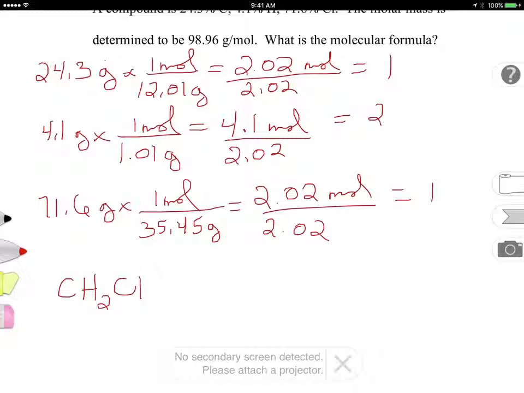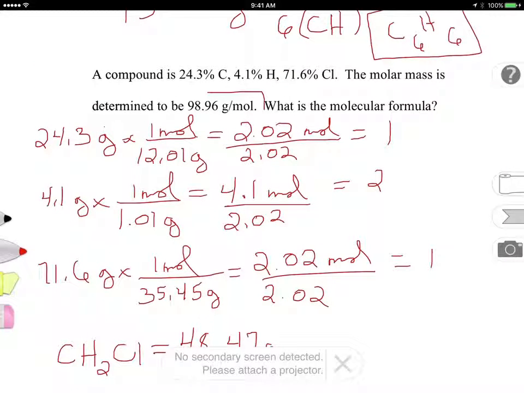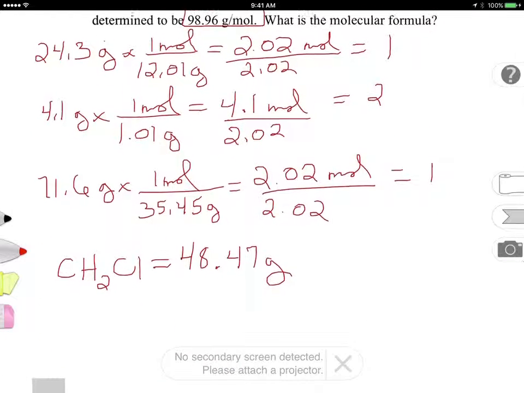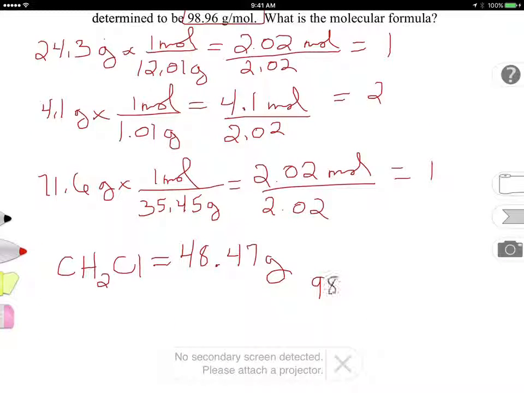Okay? That's the empirical. Now going into the molecular, take that empirical formula, add up all of those masses, which happens to be 48.47 grams. And then the information, it gave us a formula mass of 98.96. So that's what I'm going to take here first, 98.96 grams. And we're going to divide it by that molar mass that we just figured out of the CH2Cl, the 48.47 grams. You want to get a nice whole number, and in that case, we are dealing with 2.